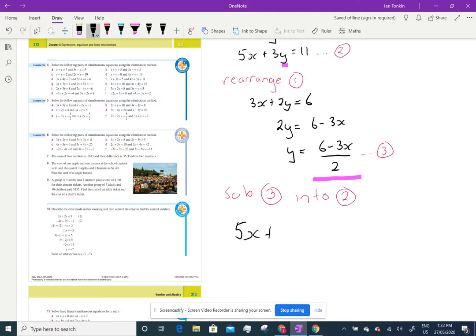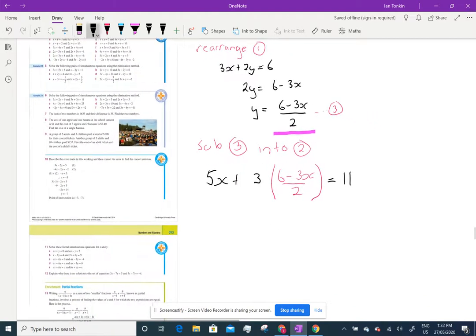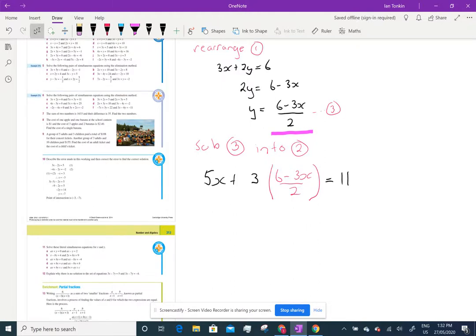5x plus 3, I'm going to put this in colour and in brackets, 6 minus 3x over 2, because that's where the y goes, equals 11. Now straight away, the first thing that's worrying me is this 2. I want to get rid of this 2 on the bottom. This is an equation, so if I do something to everything in the equation on both sides, it stays as the equation. So I'm going to multiply that by 2, that by 2, and that by 2. And watch what happens.